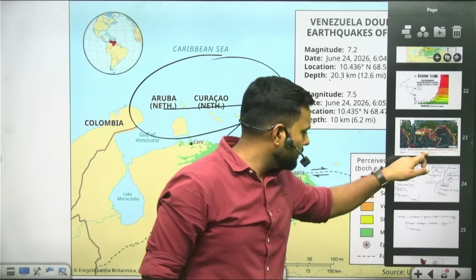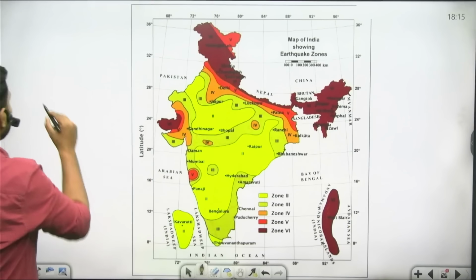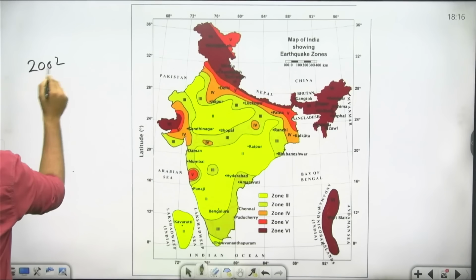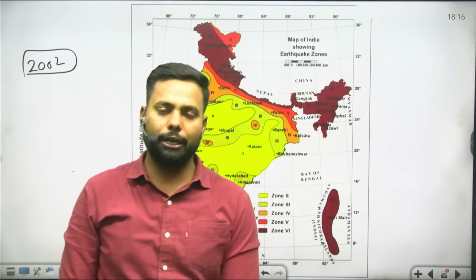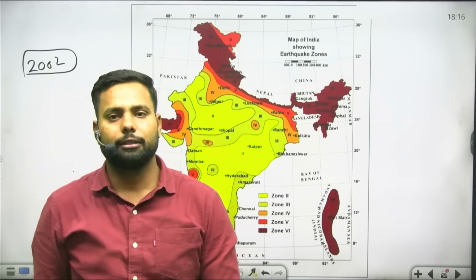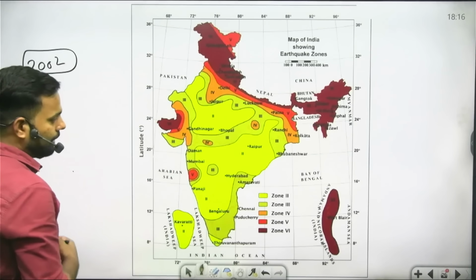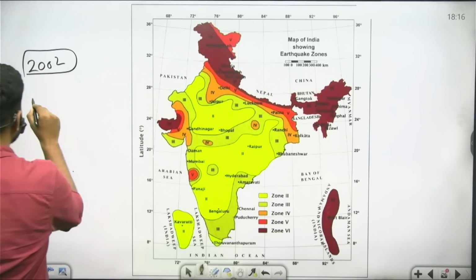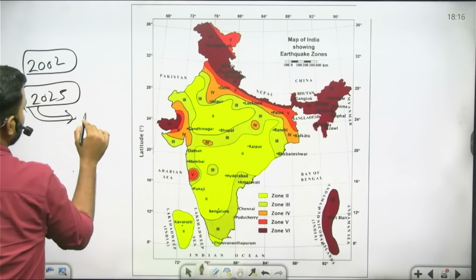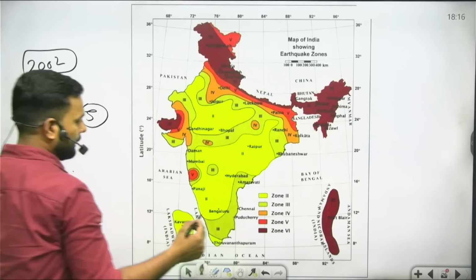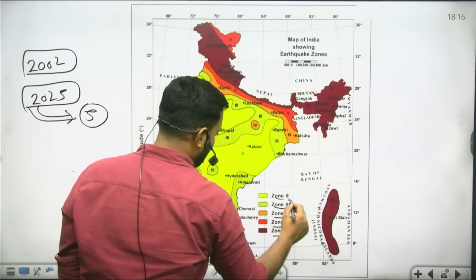Okay, the last one is we are just going to discuss the revised seismic zones of India. In 2002, India was divided into 4 seismic zones: second, third, fourth and fifth. And now in 2025 this seismic zone has been revised. 2025 में हमने क्या किया, रिवाइज कर दिया है. And now there are 5 zones, and the criteria are zone 6, 5, 4, 3 and 2.